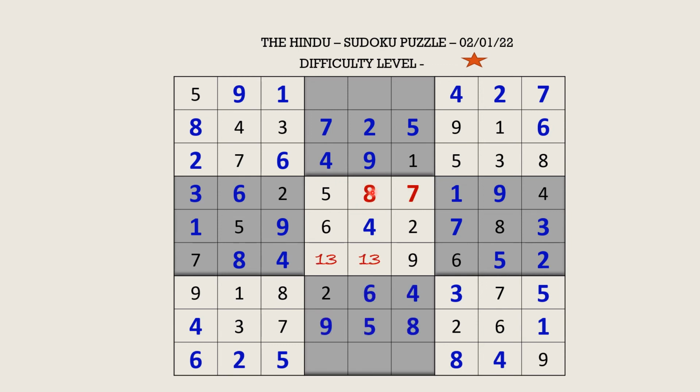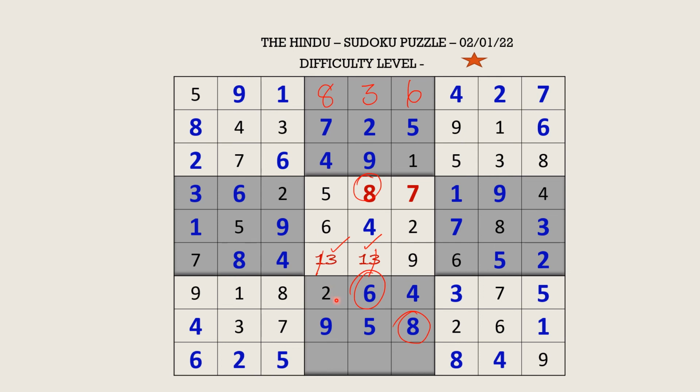So there is an 8 here and an 8 here. So this 8 blocks here, this 8 blocks here. So this is 8. The missing numbers are 3 and 6 here. There is a 6 here. There is a 6 here. So this cell takes 3 and this cell takes 6. And this 3 cancels out the 3 here. So this becomes 1 and this becomes 3.